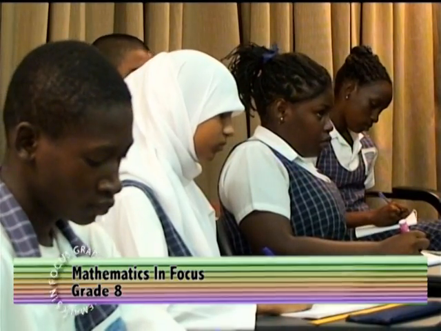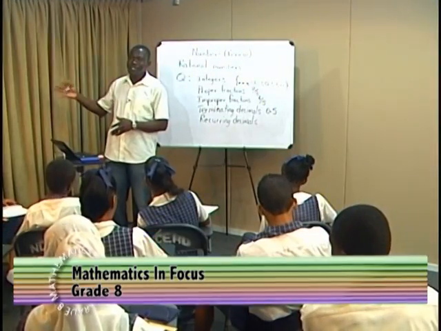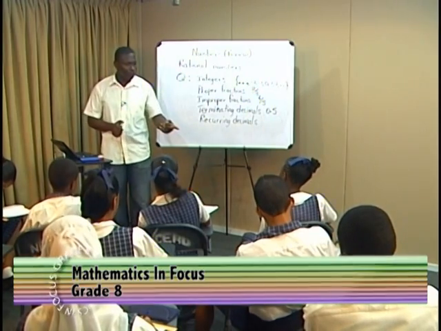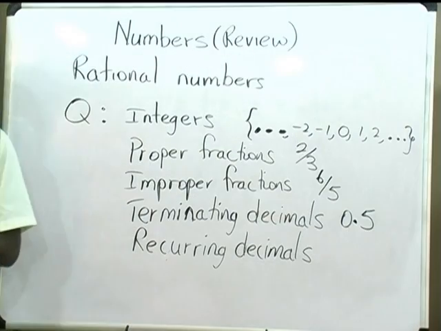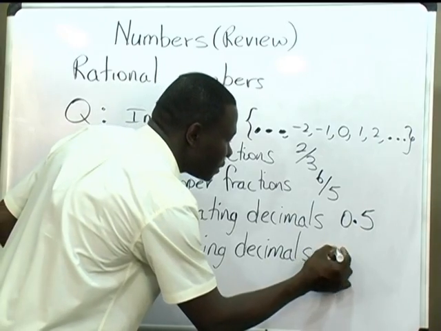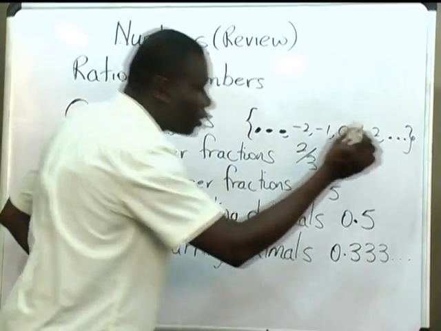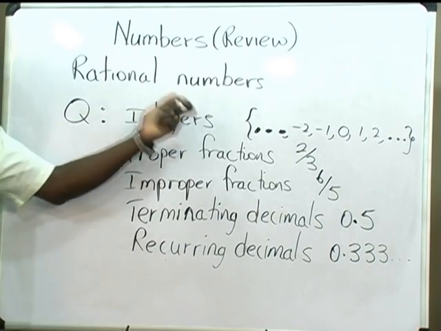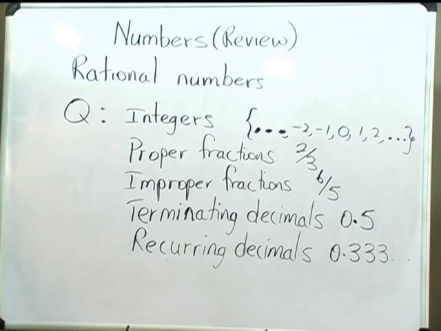Recurring decimals. Can someone give an example of that? 0.66666. Someone else? 0.3333. Yes, all of those are recurring decimals. As long as it keeps going on and on like that, we say it's a recurring decimal. So we have, for example, 0.3333, and we can keep going on like that. So all of these are rational numbers.